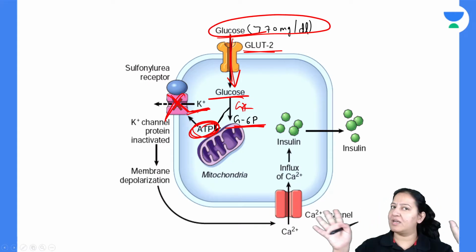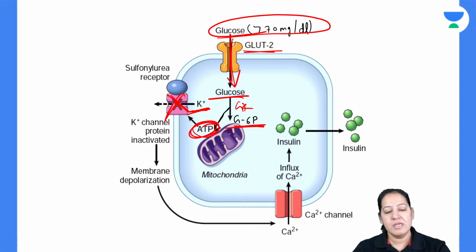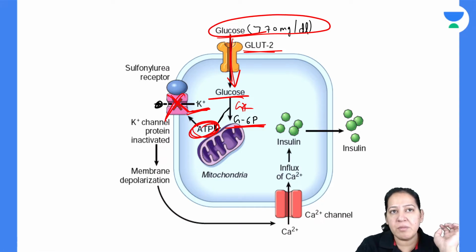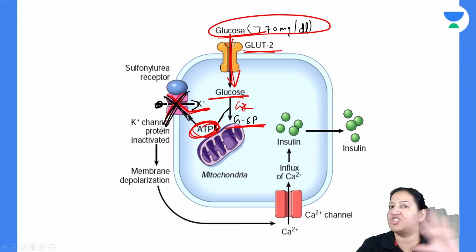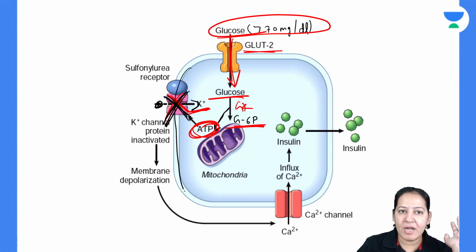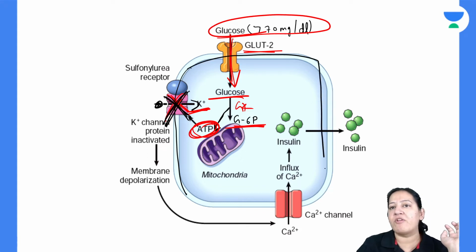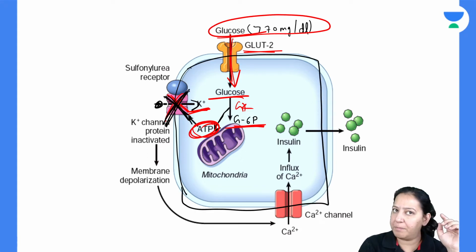ATP sensitive potassium channels are damaged, right? They are inhibited. So this arrow is reversed. Normally potassium comes in. Now potassium is not coming in, because that channel is inhibited. So the membrane of the beta cell will get depolarized because of this inhibition of the potassium channel.